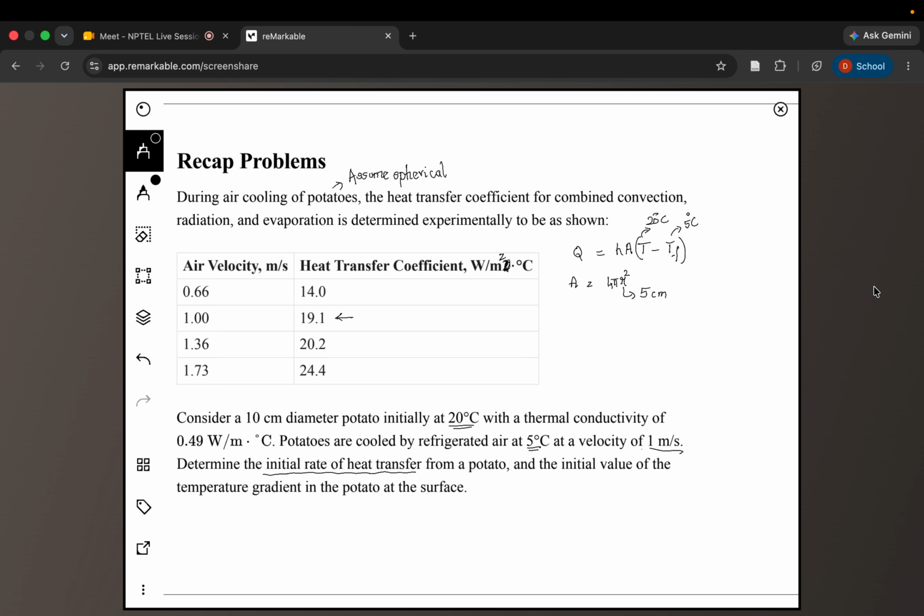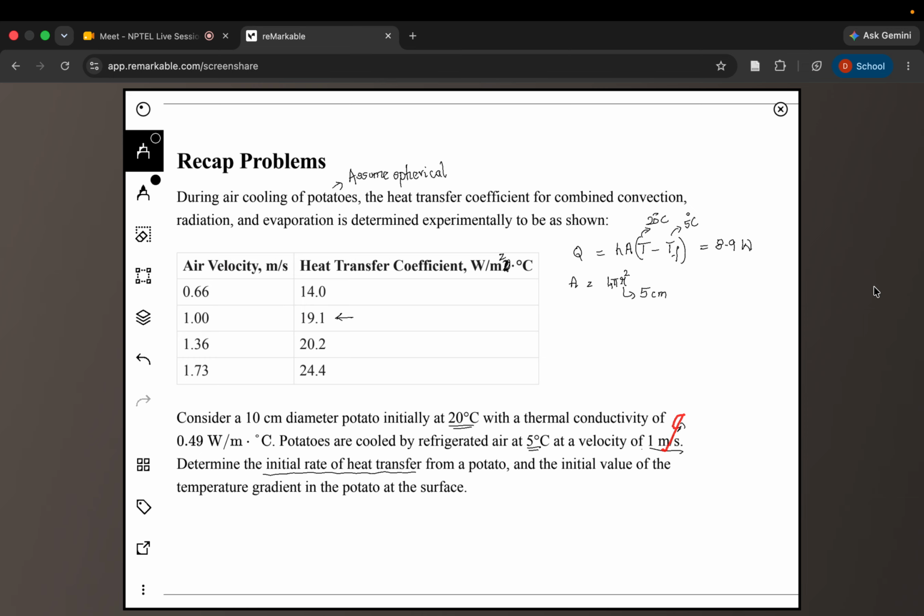Did anyone get a value of that? 8.9 watts.